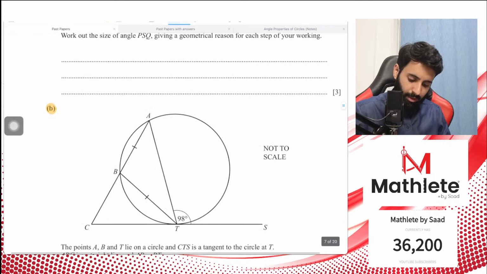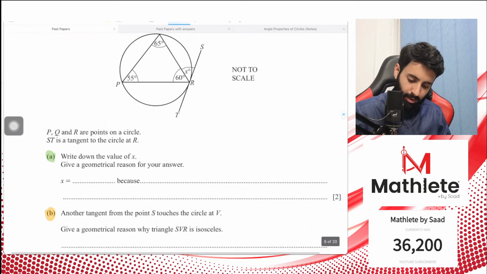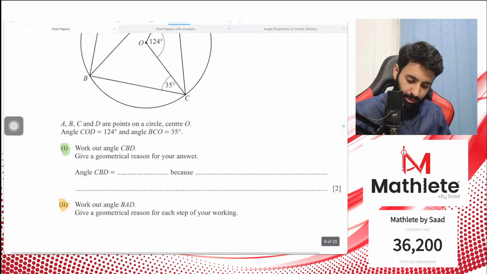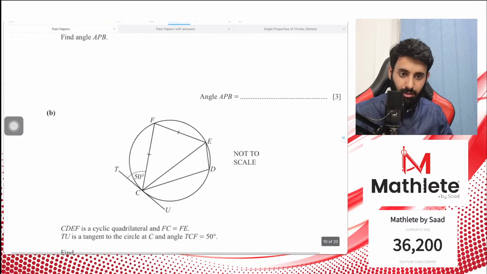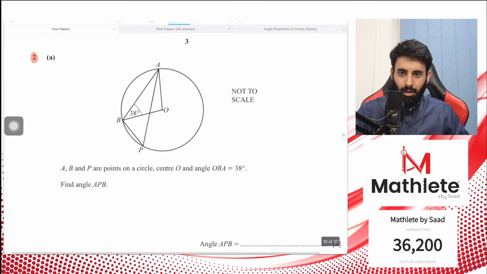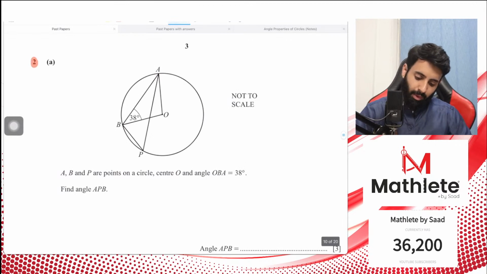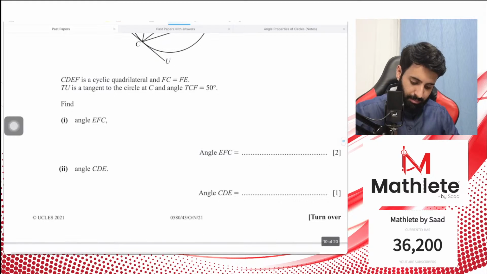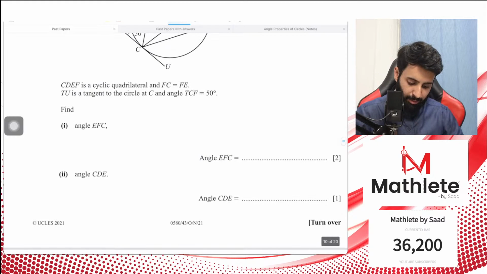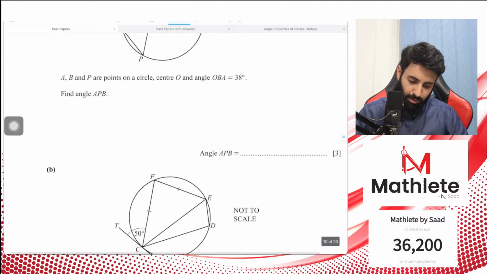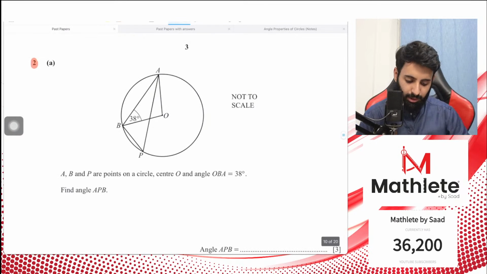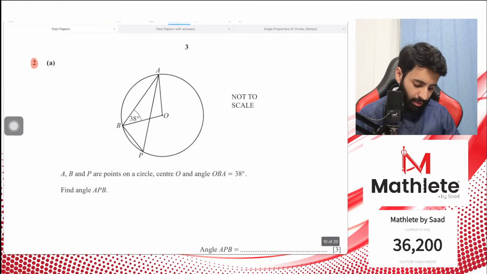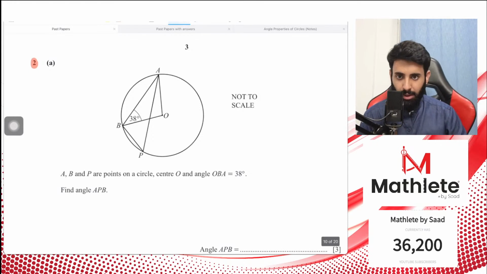I think enough of easy and medium level questions. Let's do a difficult question. Let's try and solve this question. This looks like a difficult one. Let's see what it says. This, by the way, is from IGCSE, October/November, paper 2, variant 1. It says A, B, and P are points on a circle with center O, and angle OBA is equal to 38 degrees. Find angle APB.